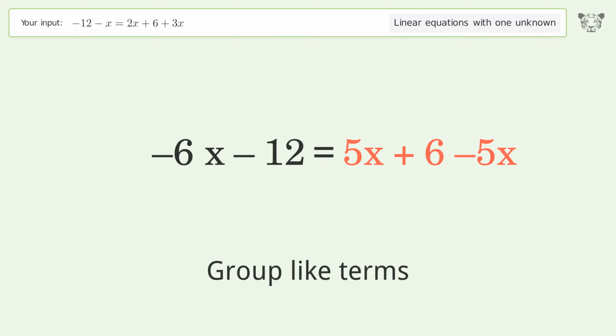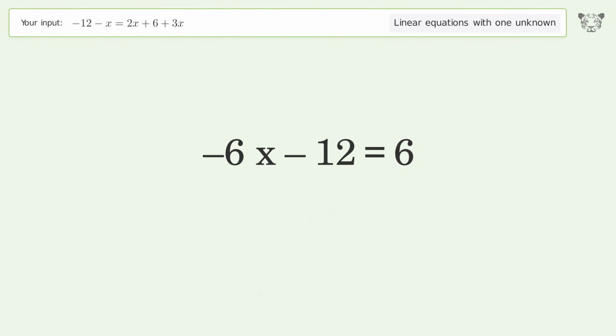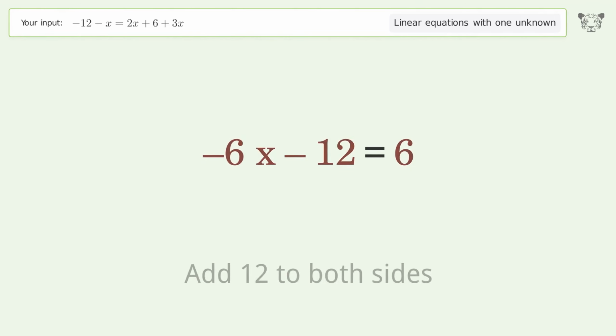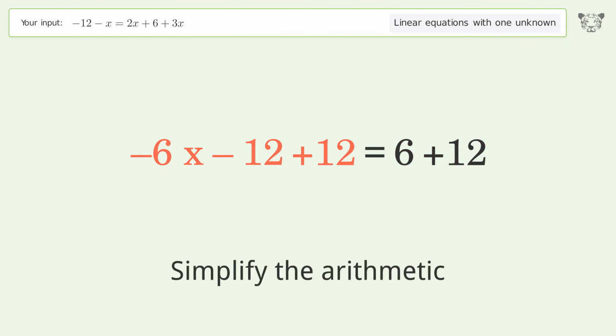Group like terms. Simplify the arithmetic. Group all constants on the right side of the equation. Add 12 to both sides. Simplify the arithmetic.